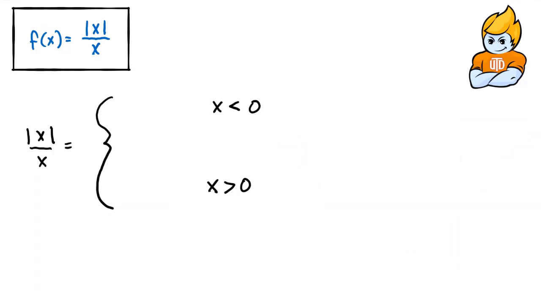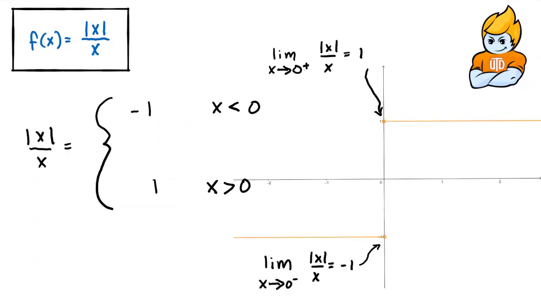So let's now return to the absolute value of x divided by x. When x is negative, we replace the absolute value of x with -x. When x is positive, absolute value of x equals x. Simplifying the two expressions, we get -1 and 1. From a graph of that function, we see that the limit as x approaches 0 from the left is -1, and the limit as x approaches 0 from the right is +1.